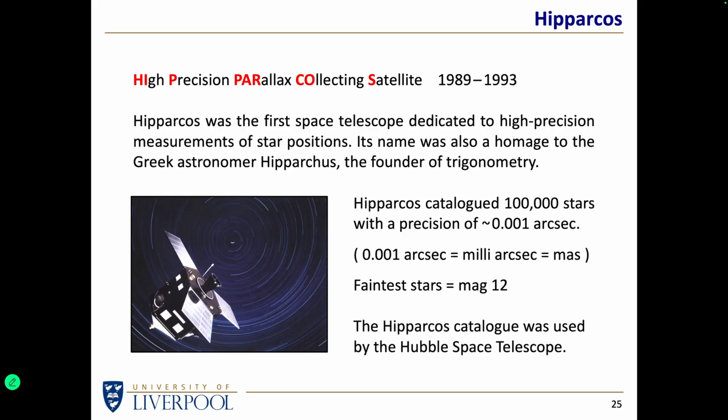Hipparcos catalogued something like 100,000 stars with a precision of about 1/1000th of an arc second, or 1 milli-arc second, abbreviated to mas. The faintest stars it could see were about magnitude 12. And the Hipparcos catalogue was used for many years after the early 1990s. For instance, it was used by the Hubble Space Telescope to make sure that the Hubble was pointing in precisely the correct direction. It also produced the colours of various stars and enabled us to get more accurate indications of star types for these 100,000 stars.